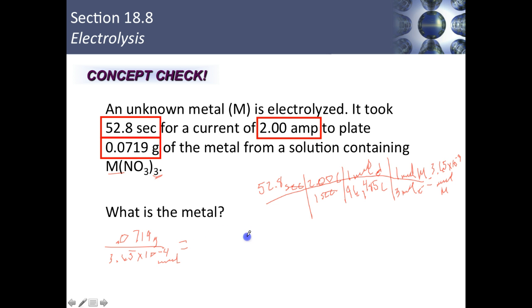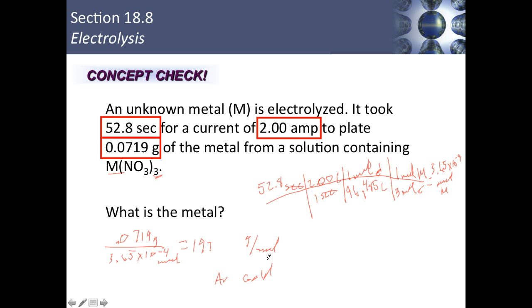In the end, I know I'll be right because I have grams per mole. And when I go ahead and divide these, I'm going to get 197 grams per mole. Using my periodic table, I find that the mass that's closest to this is going to be gold. Gold is my actual metal in this case.